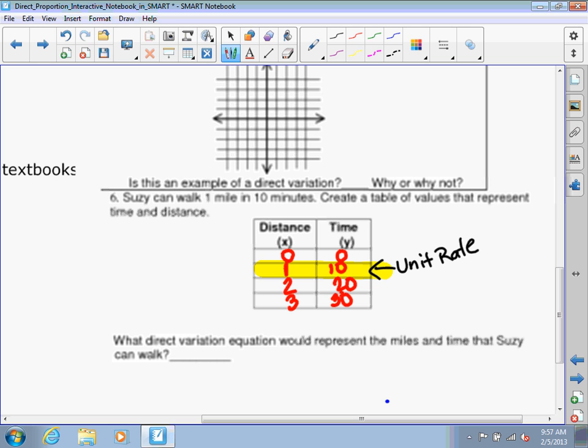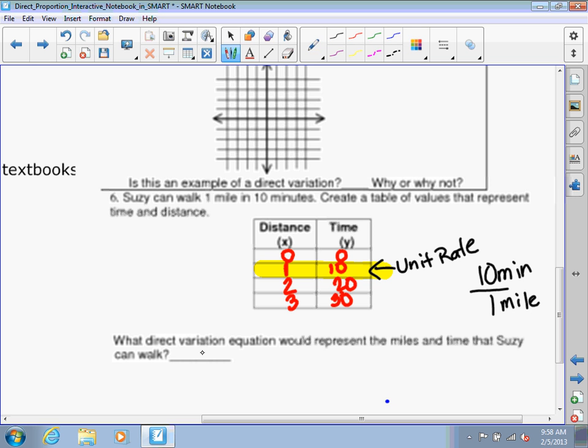Okay? How would I write that as a fraction? What does a unit rate have to have on the bottom? The 1. I know the 1 has to go on the bottom. That was the distance. What goes on top? 10. So 10 minutes, 1 mile. Okay? There's our unit rate. Okay? Next.